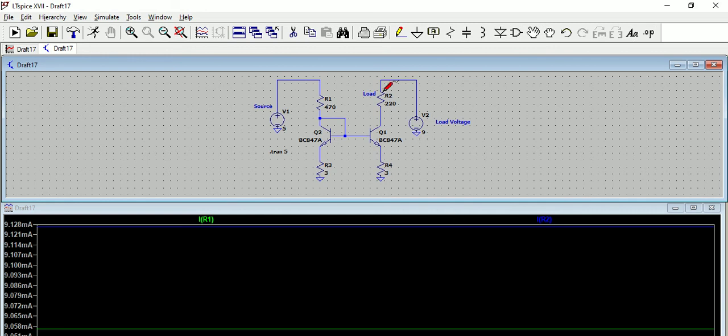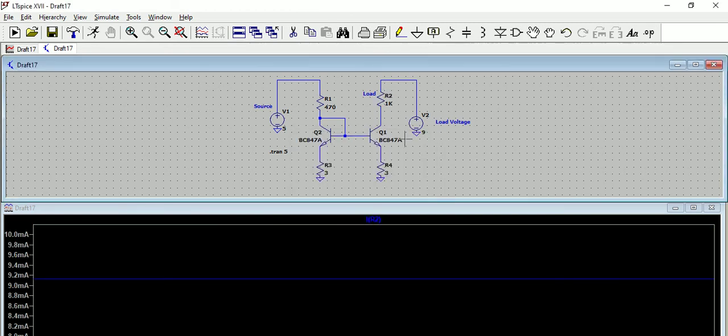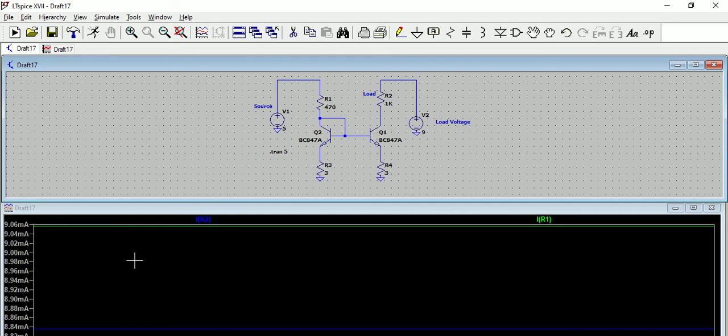Let us assume we change the load here. Okay, and then when we run this, we again see that there is slight variation of the current here, but considering that there is a drastic change in the load, you see that the current looks almost close. So this means the current that is flowing through the collector of one transistor is mirrored at the collector of the other transistor, which is the actual functionality of this.